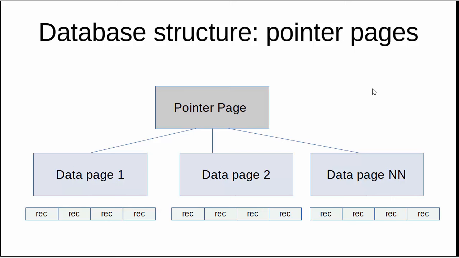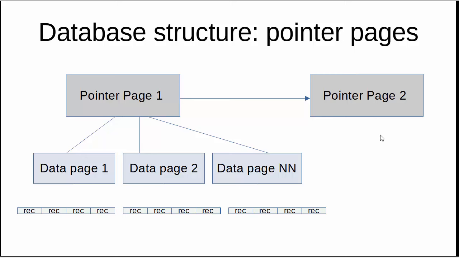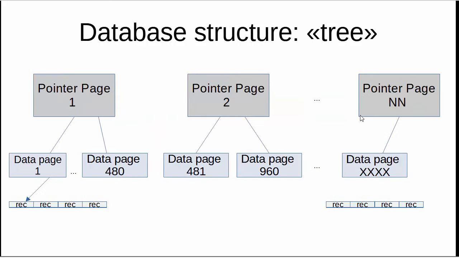Okay, but if the table is big, one pointer page will not be enough, and Firebird will create a chain of pointer pages. So there will appear pointer page 1, then pointer page 2, and there could be many, many pointer pages, like thousands of pointer pages for really big tables. As a result, we have a structure like a tree, where pointer pages are linked as a chain, and each pointer page holds an array of data pages.